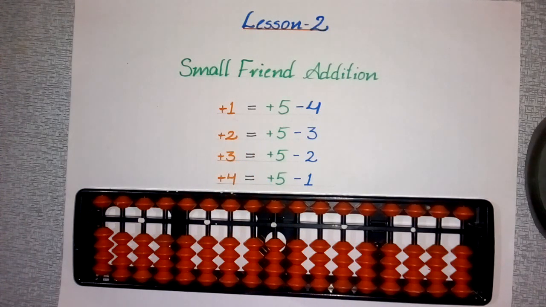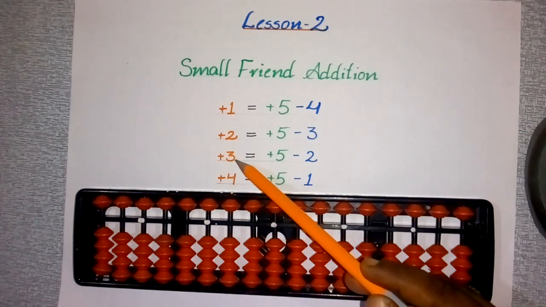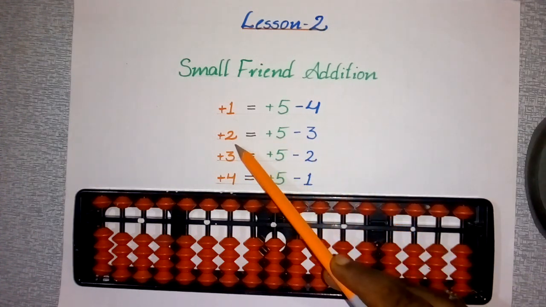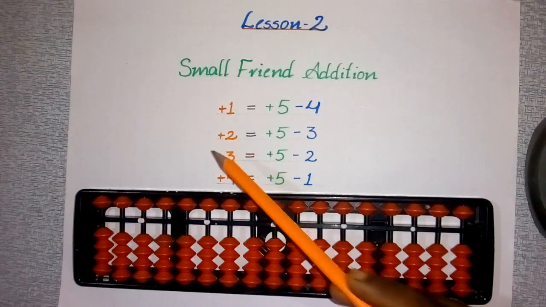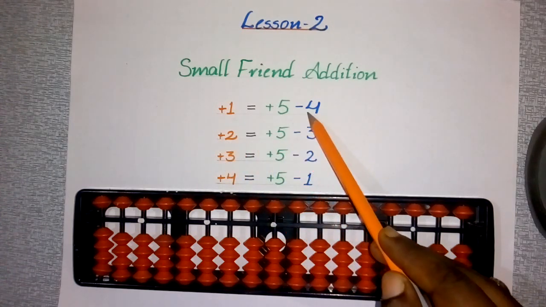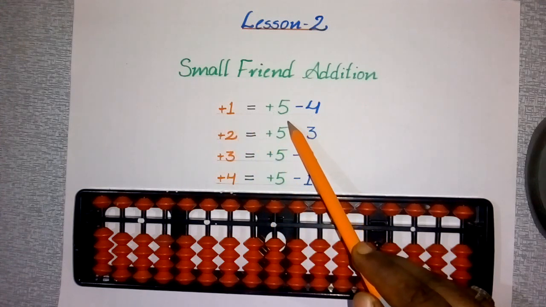Similarly, 3 becomes the small friend of 2. Actually, 3 plus 2 is equal to 5, and 4 plus 1 is equal to 5.